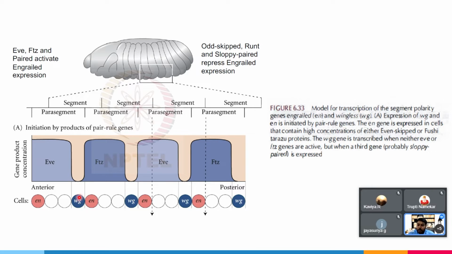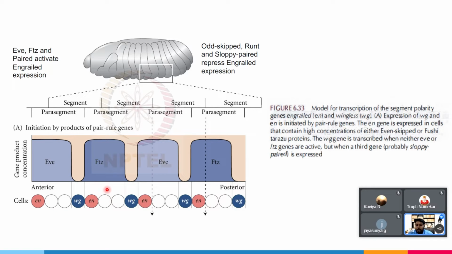and where both of them are not present, we have wingless expression. Thus, this is a model for transcription of the segment polarity genes engrailed and wingless. Expression of wingless and engrailed is initiated by pair-rule genes. Engrailed is expressed in cells containing a high concentration of either even-skipped or Fushi tarazu. Wingless is transcribed when neither even-skipped nor Fushi tarazu is active, but there is a third set of genes, such as odd-skipped, runt, and sloppy-paired, and these help in wingless expression. These genes also repress engrailed, so that only the cells at the anterior portion of the parasegment can express engrailed, and no other cells can.